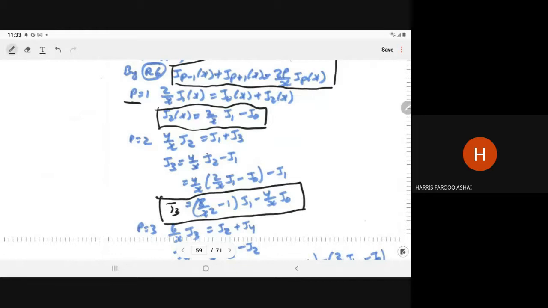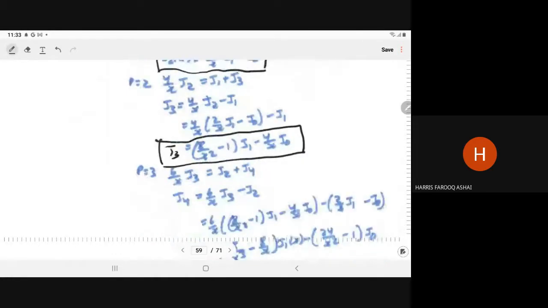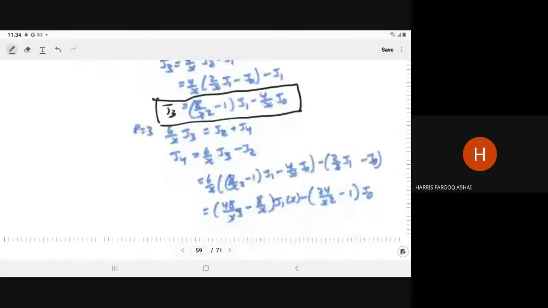Similarly, when we put p is equal to 3, you will get 6 upon x J_3 is equal to J_2 plus J_4. J_4 can be written as 6 upon x J_3 minus J_2. J_3 we have just computed, and J_2 also we have computed in terms of J_0 and J_1. So just put the values of J_3 and J_2 in terms of J_0 and J_1, and you will get J_4 in terms of J_0 and J_1.